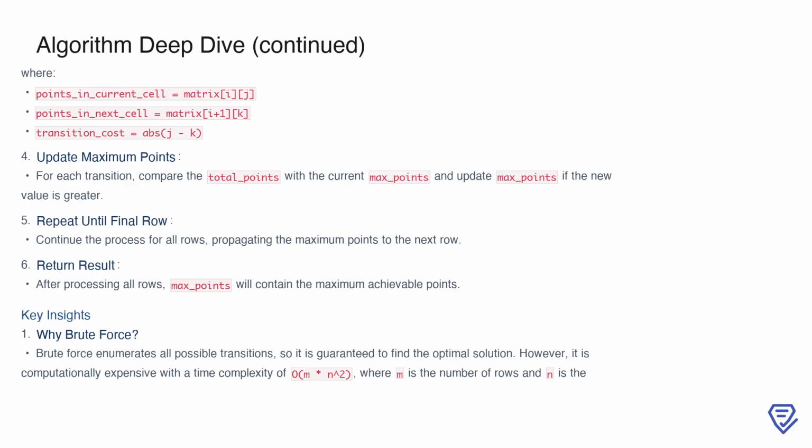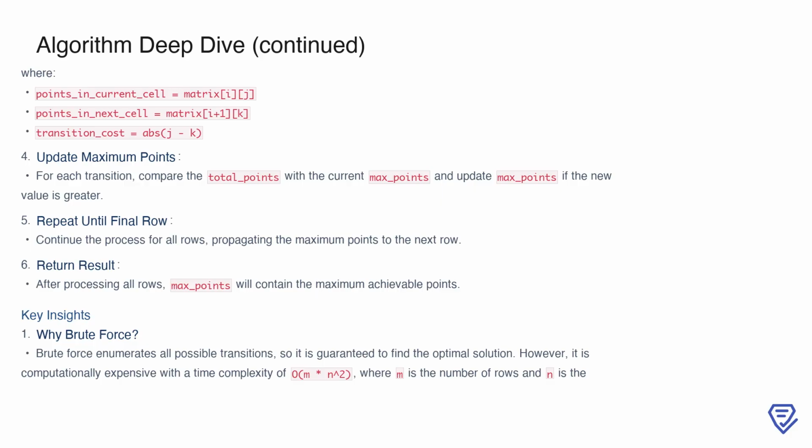The transition cost is calculated as the absolute difference between the column indices of the two cells. For each possible transition, we compare the calculated total points with the current maximum points stored in max_points. If the new value is higher, we update max_points accordingly. This process is repeated for all rows in the matrix, propagating the maximum points from one row to the next. Once we've processed all rows, the max_points variable will hold the maximum achievable score.